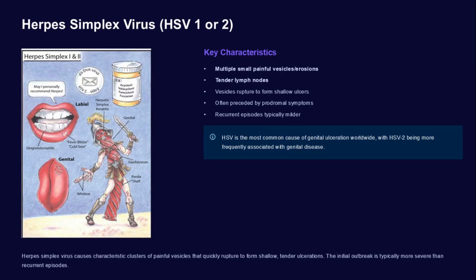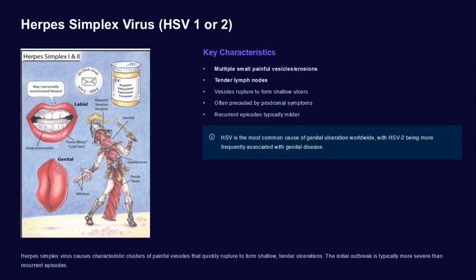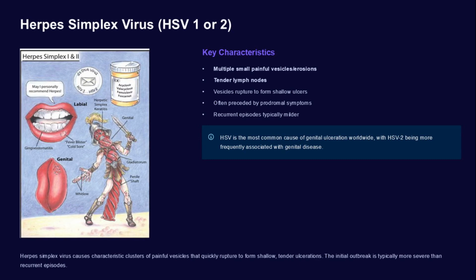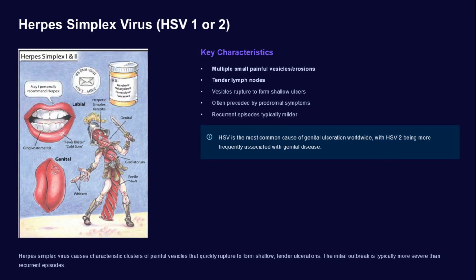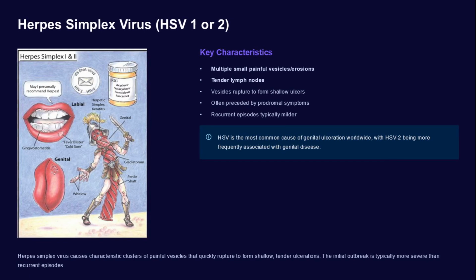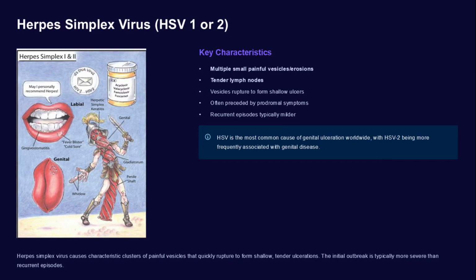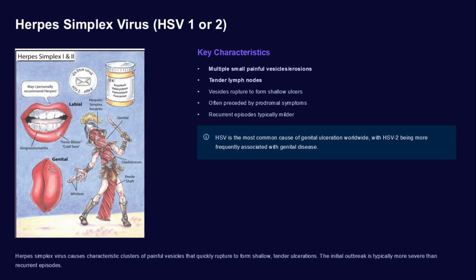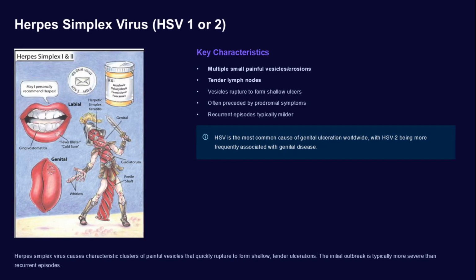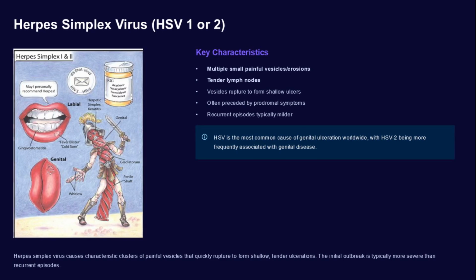Herpes simplex virus, either type 1 or 2, causes characteristic clusters of painful vesicles that quickly rupture to form shallow, tender ulcerations. The initial outbreak is typically more severe than recurrent episodes. HSV is the most common cause of genital ulceration worldwide, with HSV-2 being more frequently associated with genital disease.